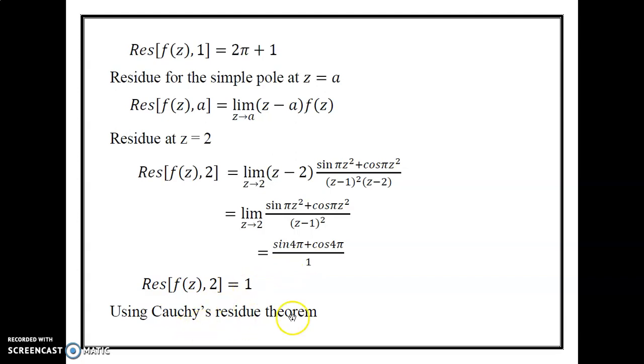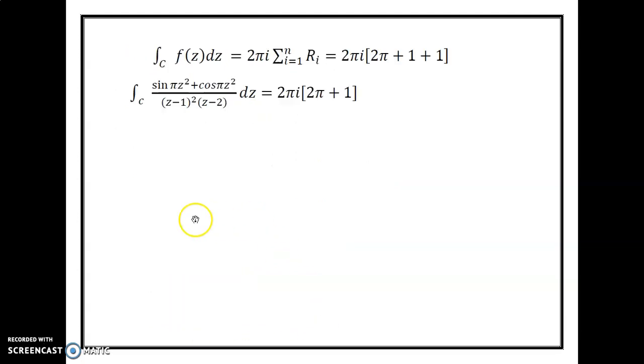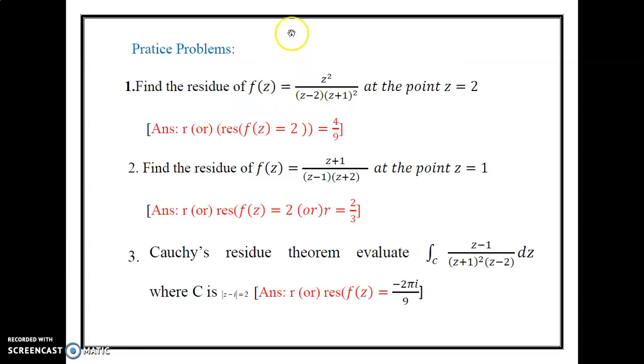We know the Cauchy's residue theorem formula: integral over C of f(z) dz is equal to 2 pi i into the sum of the residues. The first residue value is 2 pi plus 1. The second residue value is 1. Therefore, the integral of (sin pi z^2 plus cos pi z^2) divided by (z minus 1)^2 into (z minus 2) dz is equal to 2 pi i into (2 pi plus 1). These are practice problems. Practice yourself.